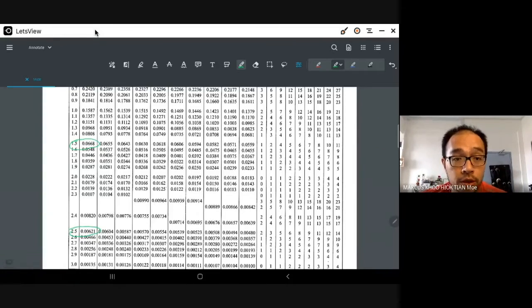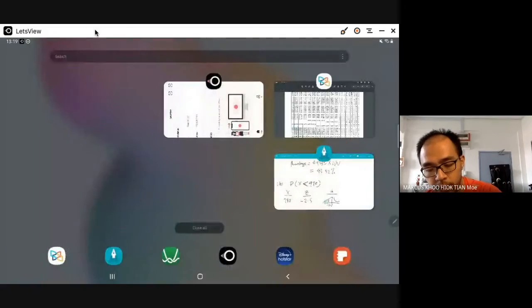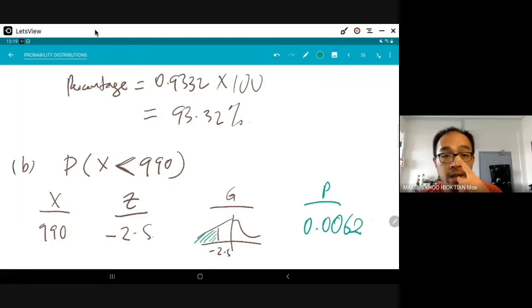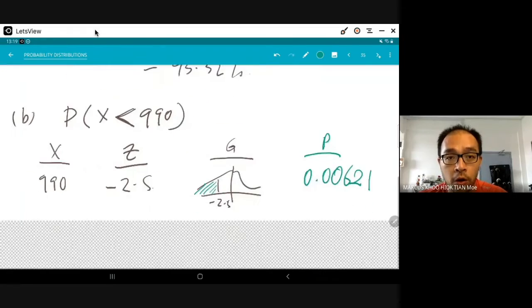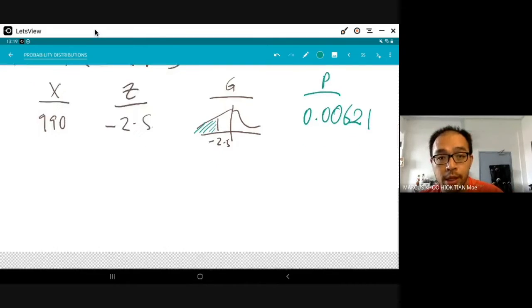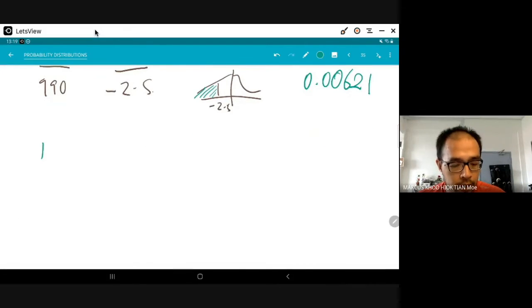0.00621. Okay, take everything, 0.00621. Wow, it's a very small probability. So probability is 0.00621. Now the question is not asking for percentage. The question is not asking for probability. It is asking for the number of bottles. Okay, asking for the number of bottles. So you need to think about this. The number of bottles.